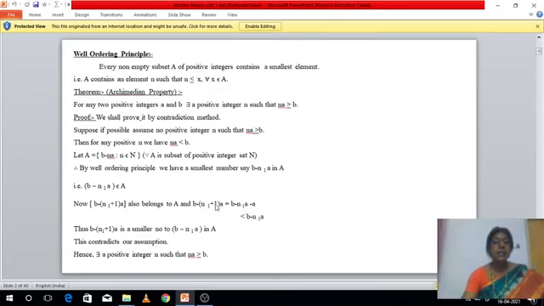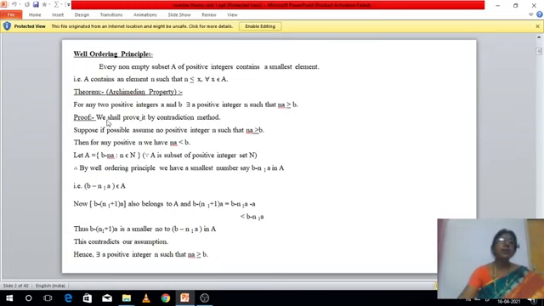It means this number is smaller than this number. But what is our assumption? b minus n1a is the smallest number in A, but there is another number which is smaller than this number, which is a contradiction of our assumption. That means the given statement is correct. Our assumption is that there is a positive integer n such that na is less than b. This is wrong. So what is the given statement? na greater than or equal to b is the right statement. So there exists a positive integer n such that na is greater than b.